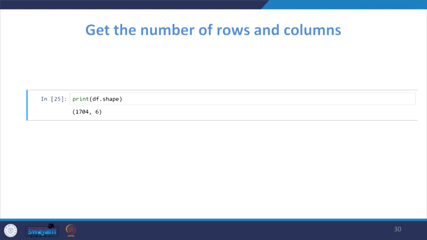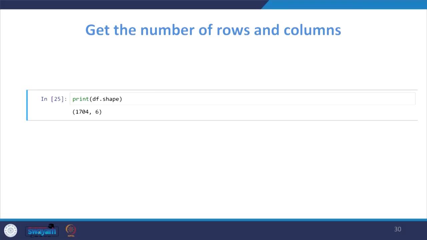Suppose I want to know the size of that file, that is, how many rows and how many columns there are. For that, there is a command called shape. So print df.shape. df is our file name, because after loading that CSV file we named the variable df. When you type print df.shape, you will come to know how many rows and how many columns there are.